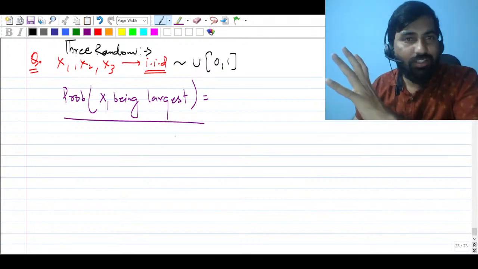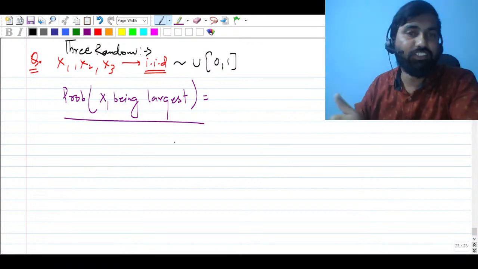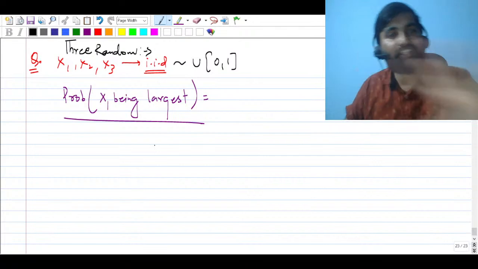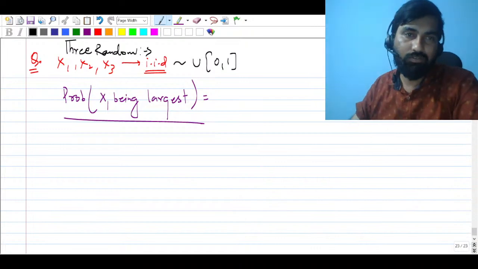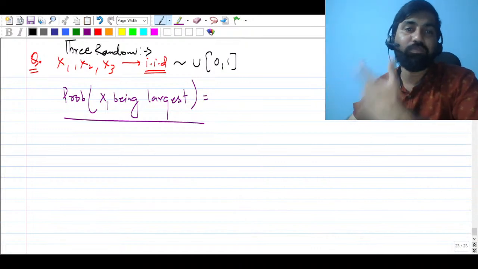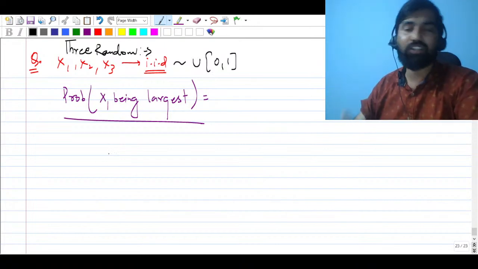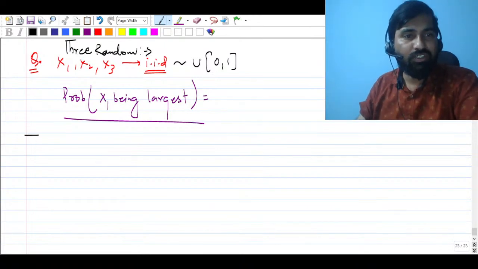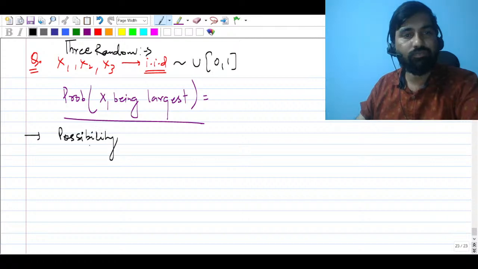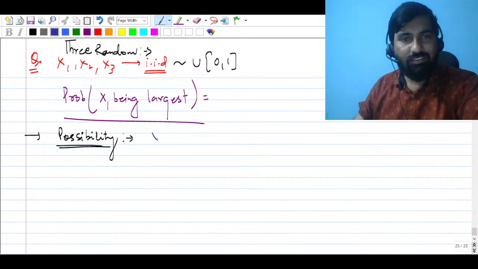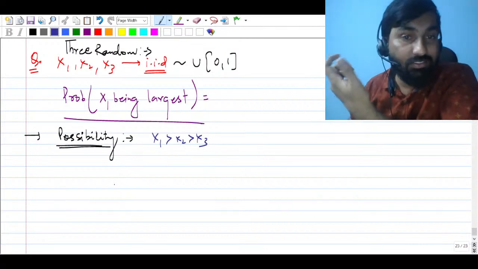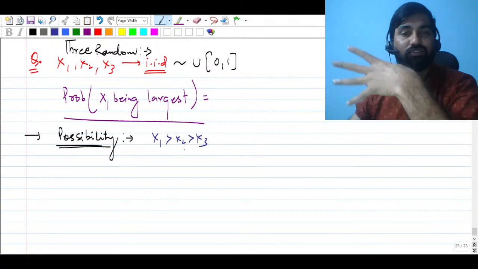And they are IID. IID means independent identical distribution. All three random variables have the same distribution, and they are independent. So if they are asking the probability of x1 being largest, what are the possibilities you can have? There are three random variables. You are asking that x1 should be largest. So x1 is greater than x2, x2 is greater than x3.